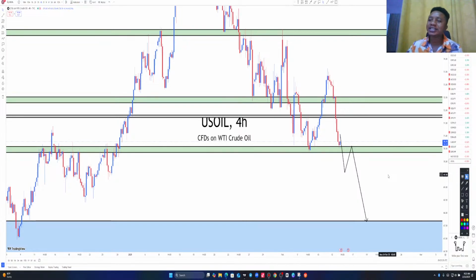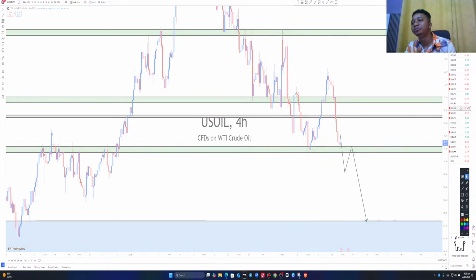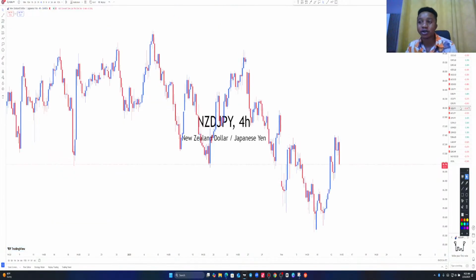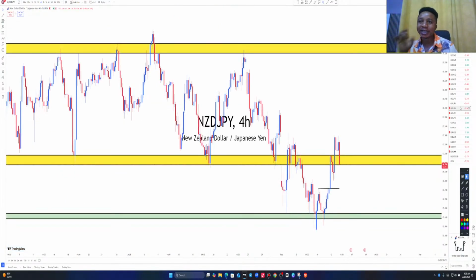I'm seeing NZD-JPY. Now, NZD-JPY, I gave you guys an entry this month, but I asked you to immediately close it because I realized that things were not adding up. Remember, I gave you a buy, but I just said close it. When you pick an entry and realize that things are not adding up, just close it quickly. Don't let it escalate into a huge loss.